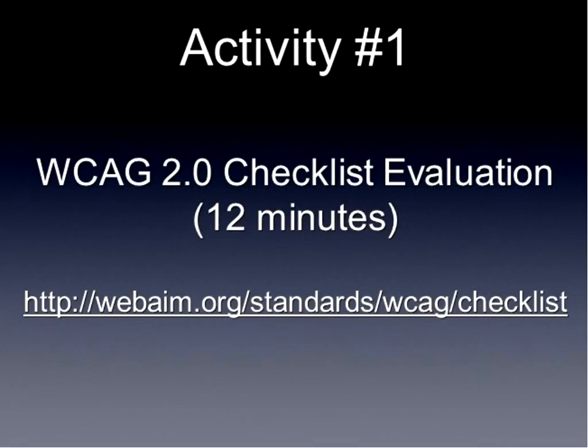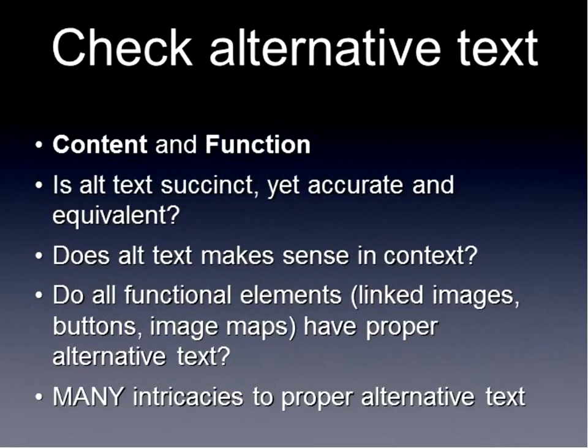Okay, moving on. Next in this methodology is check alternative text. Those that were here yesterday are probably sick of me saying content and function as being the things that are conveyed in our alternative text rather than the description of what the image looks like. You ask yourself, is the alt text succinct, yet accurate and equivalent? The vast majority of images, the alternative text will be 1 or 2 words.